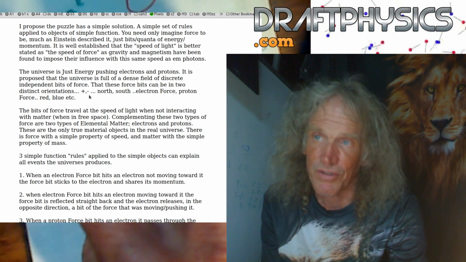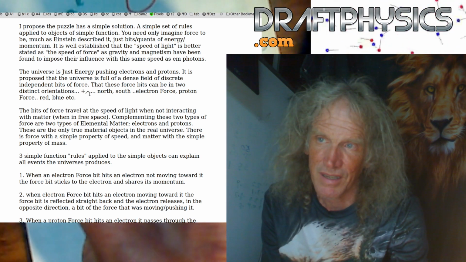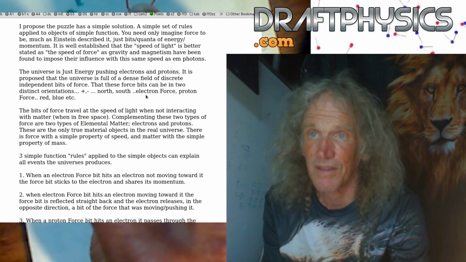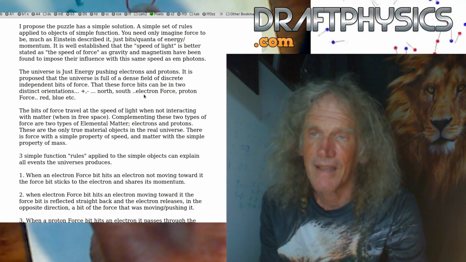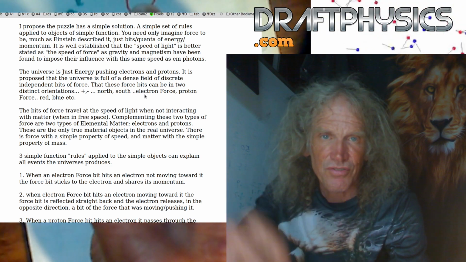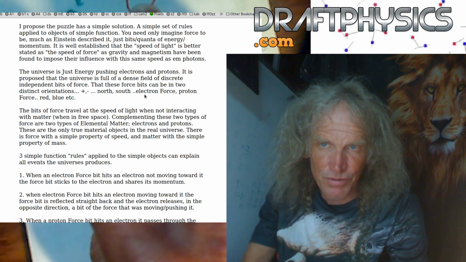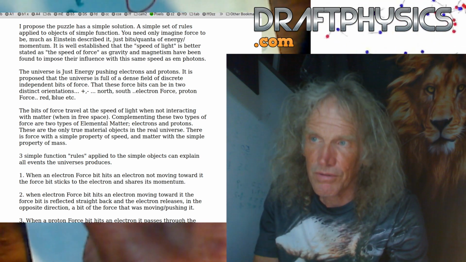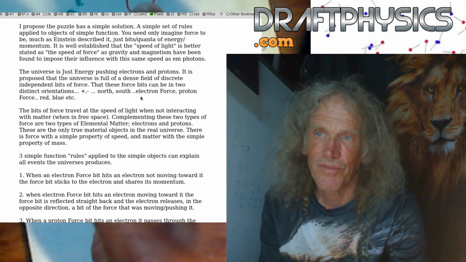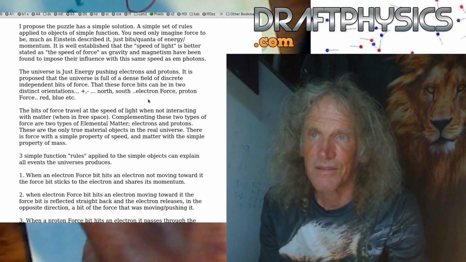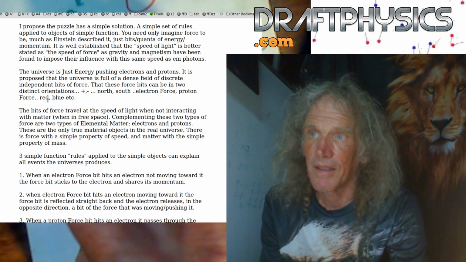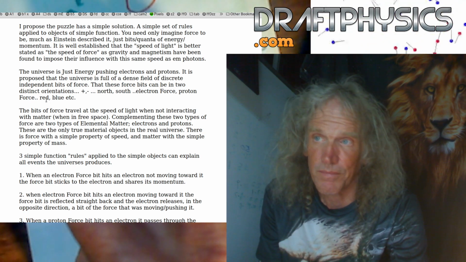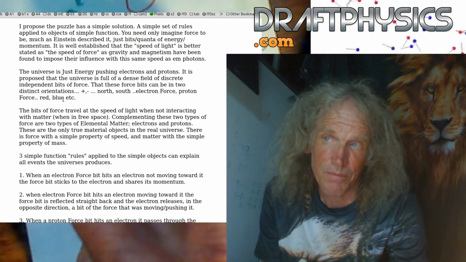One is blue and one is red, or one is positive and one is negative. One is north, one is south, one is electron force. This is the part that's clear. One has an effect that is associated with electrons. It can give electrons momentum, and the other gives protons momentum. So that would be the clearest way to say it, is there's electron force and proton force. And I can show that difference by just making one red and making one blue.